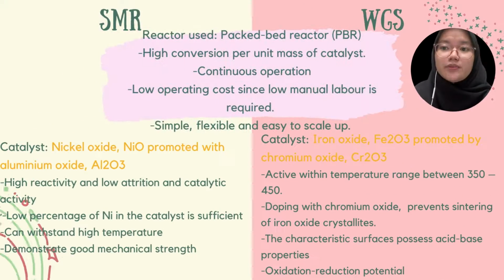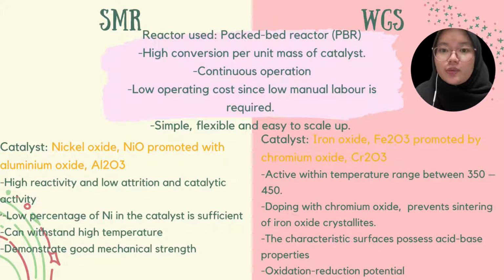In both SMR and WGS processes, the reactor used is the packed bed reactor or PBR because it has a high conversion per unit mass of catalyst, continuous operation, low operating cost, and it is simple, flexible and easy to scale up. For SMR, the catalyst used is nickel oxide which is promoted by aluminum oxide. Nickel oxide is used because it has high reactivity and catalytic activity as well as low attrition, and nickel can be used in low percentage. Nickel oxide can withstand high temperature and demonstrates good chemical strength.